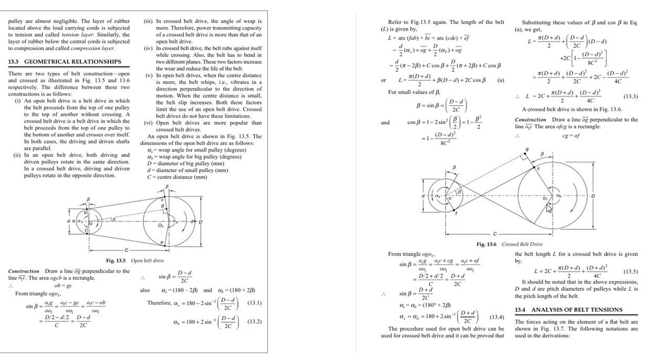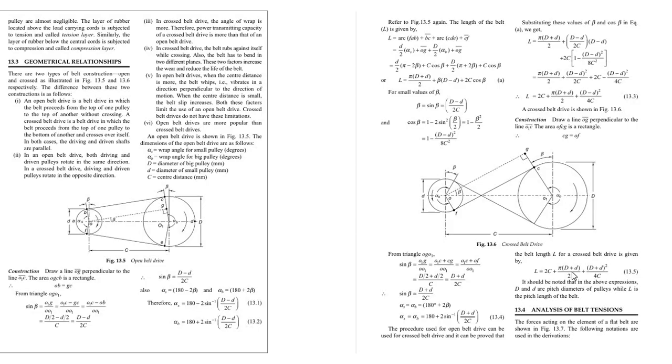As we know for the cross belt, there is one change: the angle beta is greater than that of 180 degrees. So here, a similar construction can be done. O to G, which is perpendicular to the line O1C extended portion, we can solve this equation and then we can get that length L for the cross belt drive is given by L is equal to 2C plus pi (D plus d) by 2 plus (D plus d) square by 4C. It should be noted that in the above expression, D and d are pitch diameters of the pulleys, while L is the pitch length of the belt. So these relations will give the length of the belt.